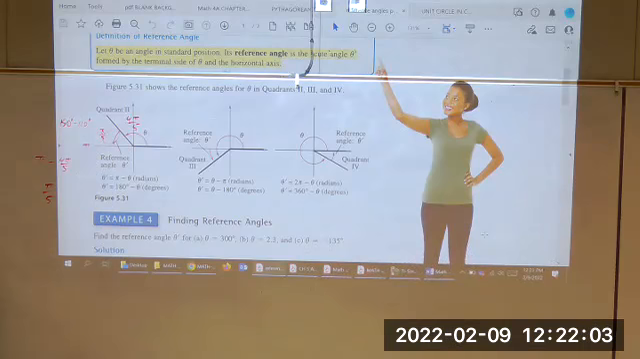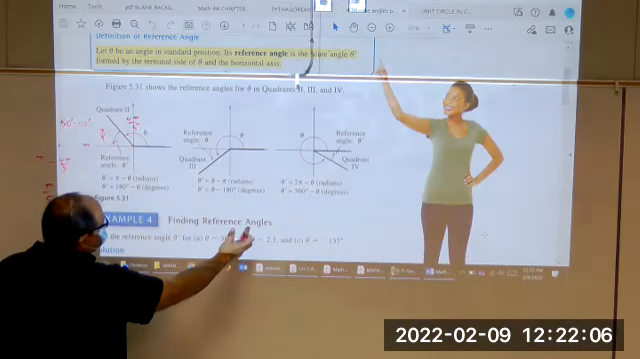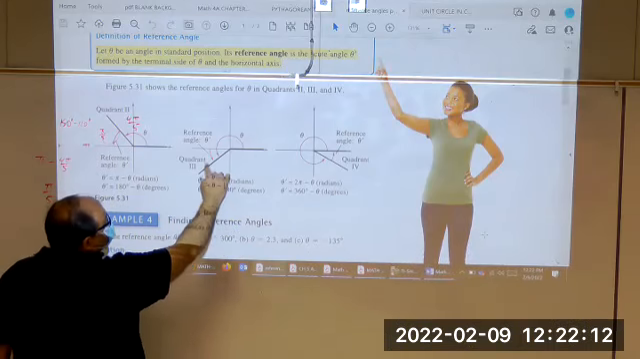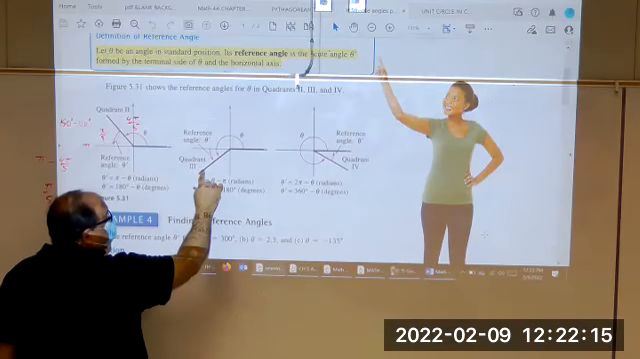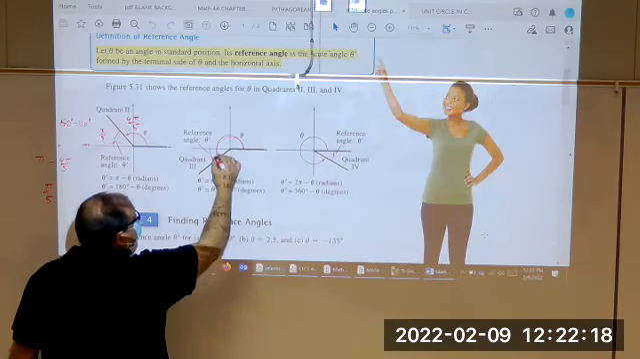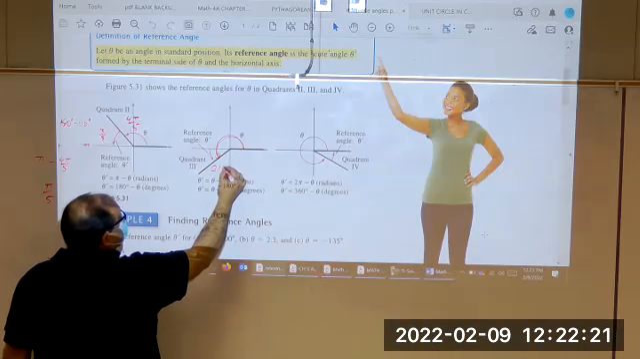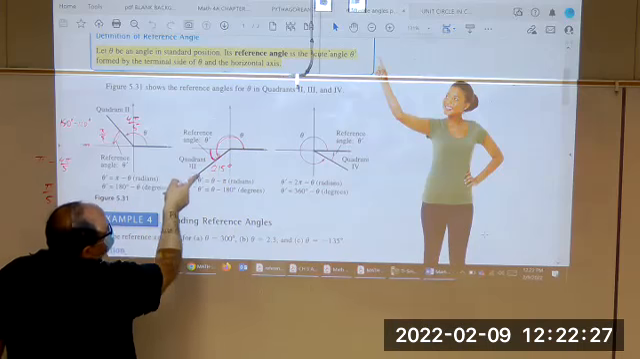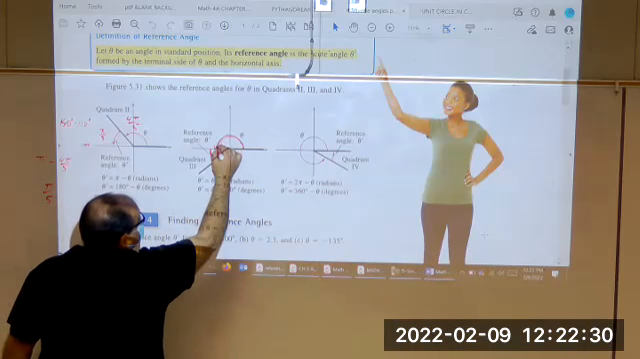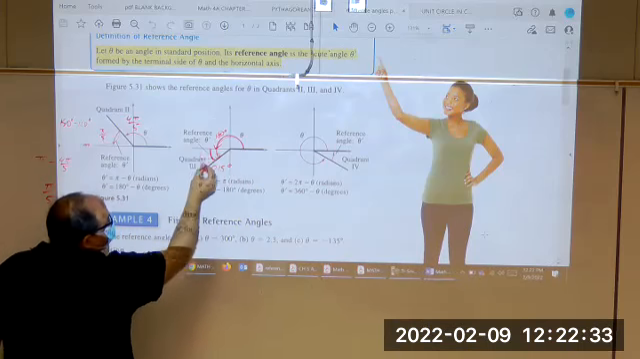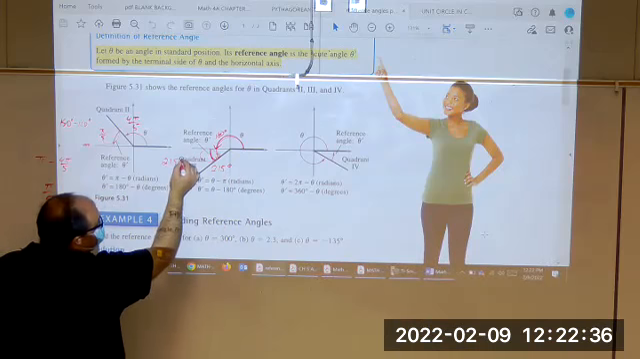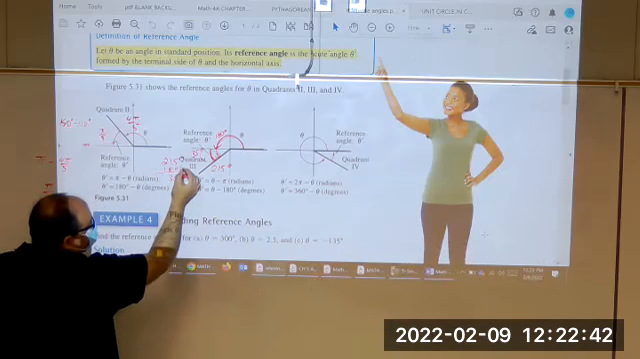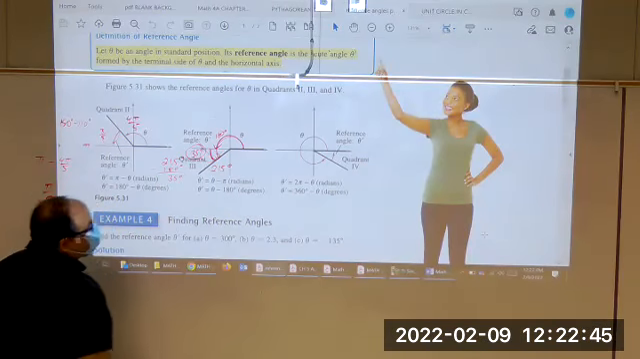But then you get over to quadrant 3. In quadrant 3, the angle is bigger than 180. So maybe this is 215 degrees. You want the measurement of the angle to the x-axis. Now the x-axis is at 180, so the difference in between is 215 degrees minus 180. That's 35 degrees in between. So the reference angle is that 35-degree angle.